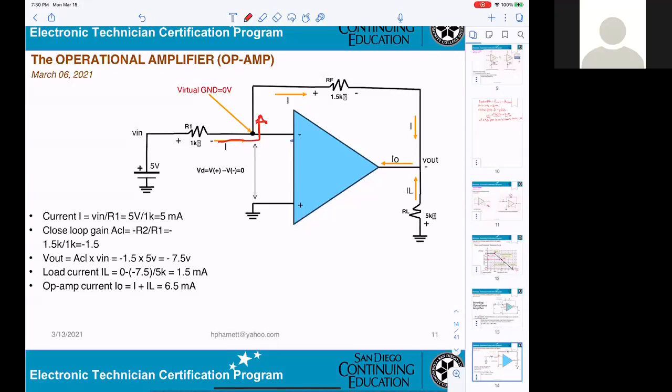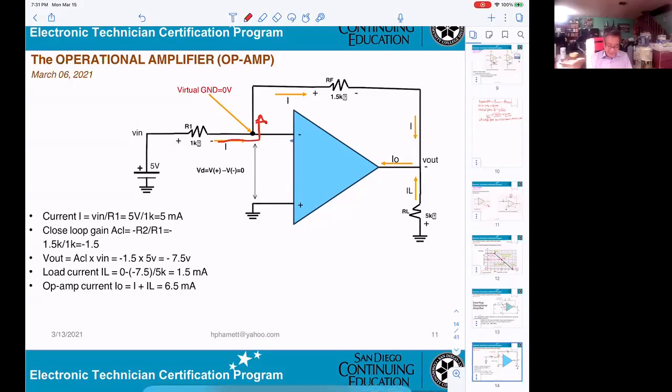Right, so you can calculate the currents through R1 and RF by assuming that the virtual ground is 0. So I in is equal to Vin over R1, and the current through RF is equal to Vout over RF, because the potential at the virtual ground is 0. Right?